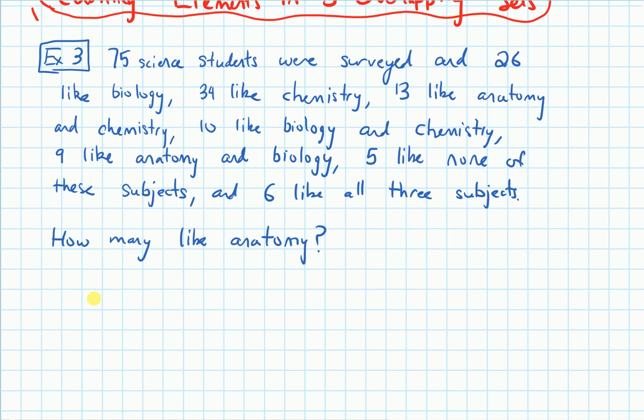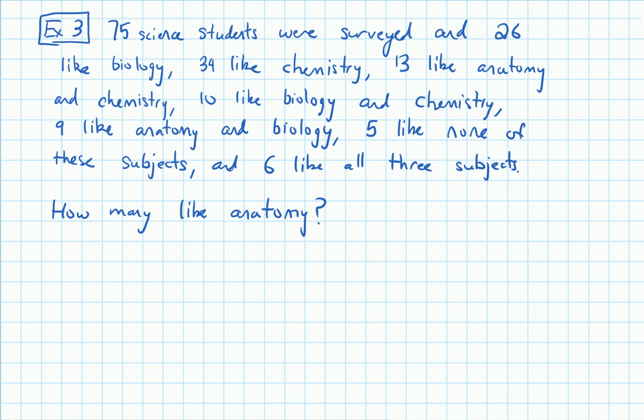Okay, so we have all of these pieces of information, and to get us started, let's label our sets. So I have these subjects: anatomy, biology, chemistry. So maybe I will let A be the set of students who like anatomy. Recall that I'm putting these curly brackets around this to indicate that this is a set. The way I read this is the set of students who like anatomy.